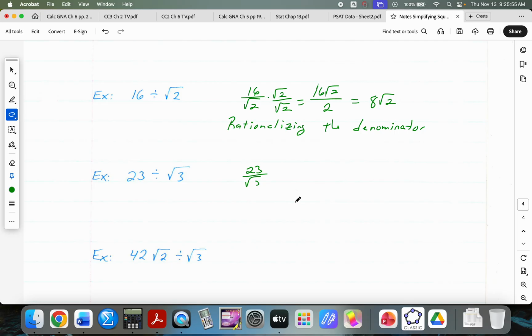All right, back to this. So we've got 23 over the square root of 3. So what should we do to rationalize the denominator? Multiply by the square root of 3 over the square root of 3. That's 23 square roots of 3 over 3. And will 3 divide evenly into 23? No. So we'll just leave it.